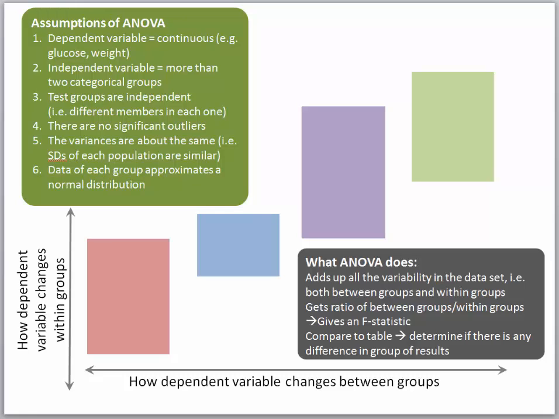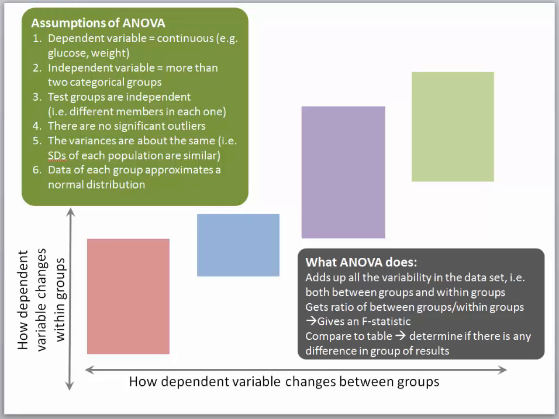So Anova has a bunch of assumptions, and you can see those in the green box. Many of these are similar to t-tests, so independent variable, independent groups, no significant outliers, similar variances, and remember the variance is the square of the standard deviation, and they should be normally distributed as it's a parametric test.